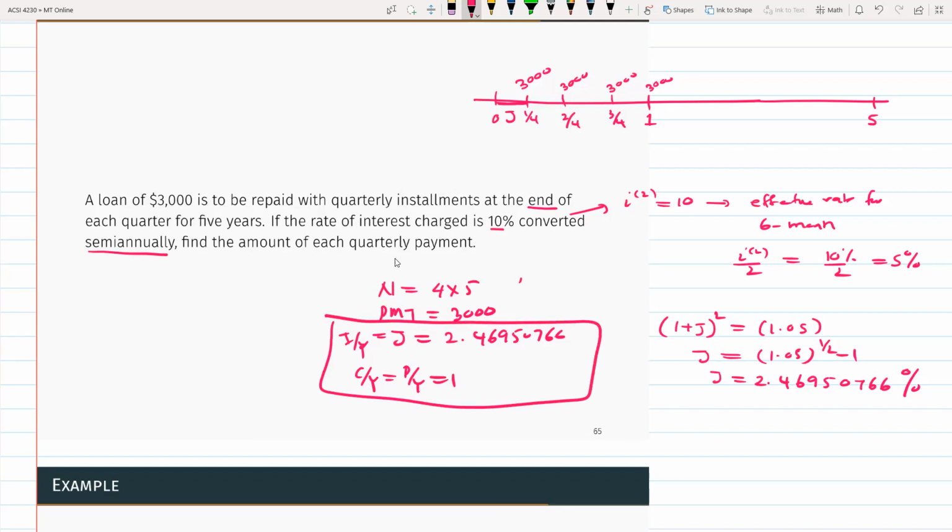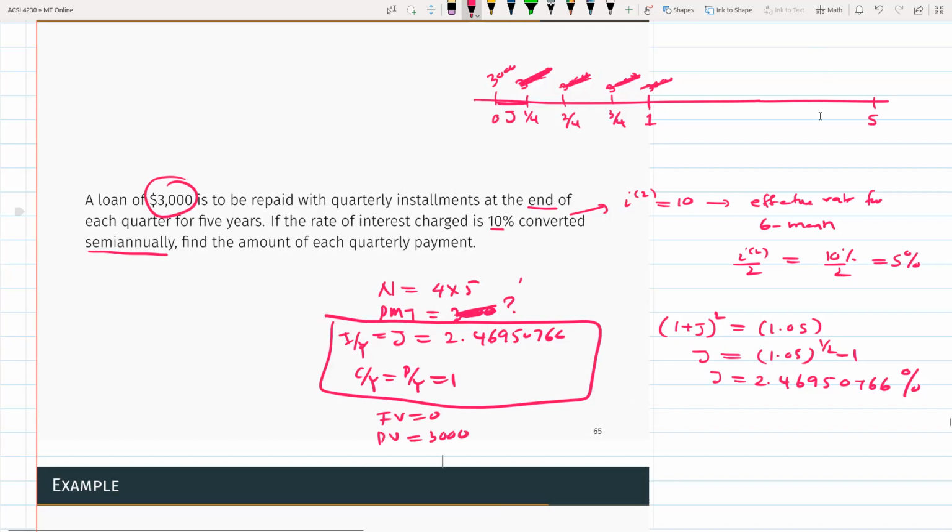Then loan of 3,000. Wait. So this one is 3,000 present value. Oh, no. So we want to find the payment. Okay. So future value is 0. Present value is 3,000, the loan amount right now. Oh, lucky I did. Otherwise, we would have made a big mistake.